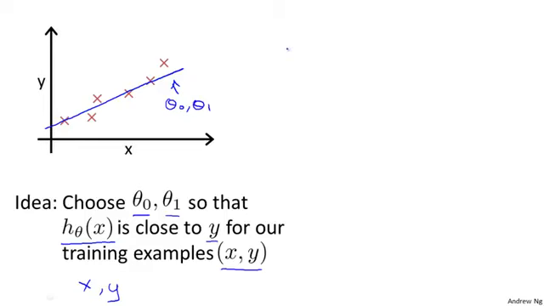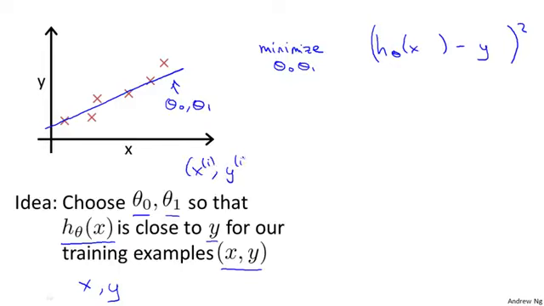Let's formalize this. So in linear regression, I'm going to want to solve a minimization problem. So I'm going to write minimize over theta 0, theta 1. And I want this to be small, right? I want the difference between h of x and y to be small. And one thing I might do is try to minimize the squared difference between the output of my hypothesis and the actual price of a house. Okay? So let's fill in some details. You remember that I was using the notation x i, y i to represent the ith training example.